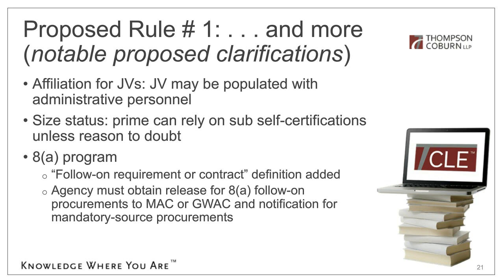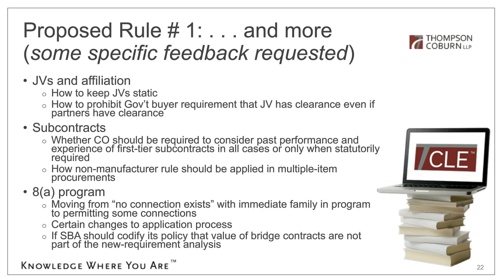So a couple of other items here. SBA also requested some specific feedback on these items. Again, these are not all of the things SBA wanted feedback on, but they did have questions about JVs and affiliations. So anybody who's been a member of a joint venture with a small business may understand what SBA was getting at here. But SBA was particularly looking at how to keep joint ventures static.